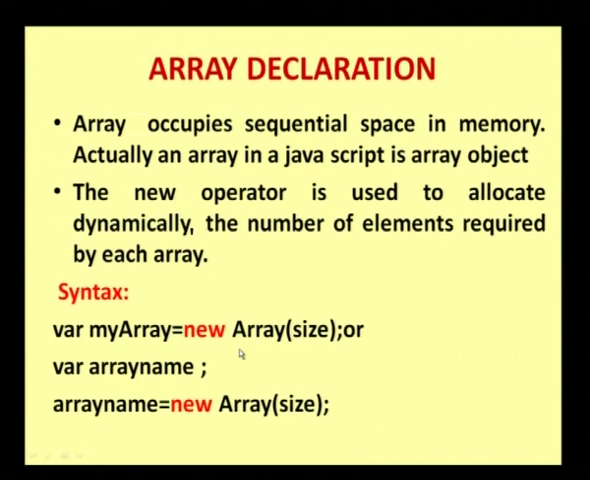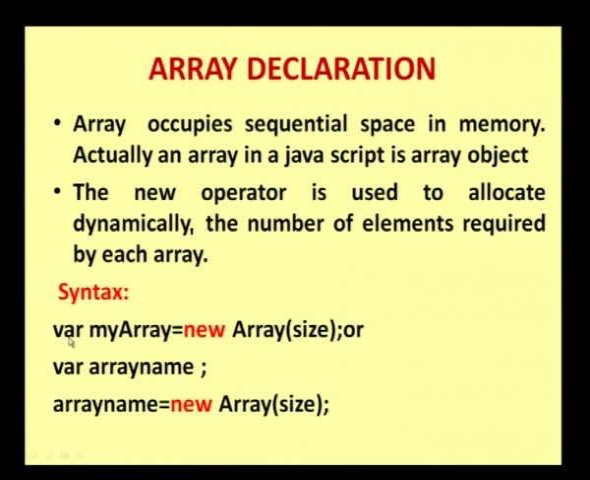So array is a sequential data structure. The sequence of memory is allocated continuously and the values are stored here. So how to declare an array in JavaScript? In JavaScript, the new operator is used to allocate the array dynamically at runtime. So how to declare an array?